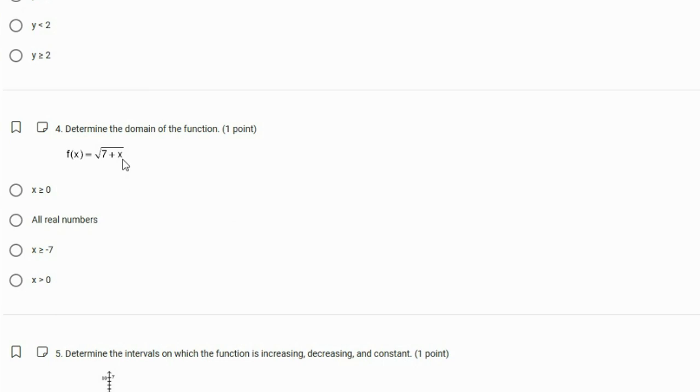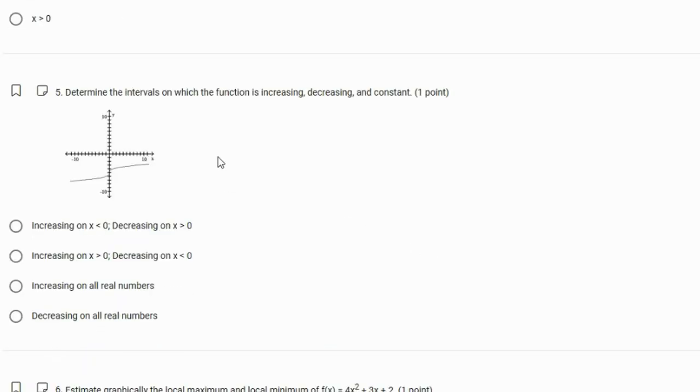But this is just x by itself, so you can't just say I can't have a negative x, because if I have a -2x, 7 plus -2 is the square root of 5. That's still a good number. So x could be a negative number, but there's a limit to what x can be, because at some point 7 plus x gets to be a negative number, and now we got a problem.